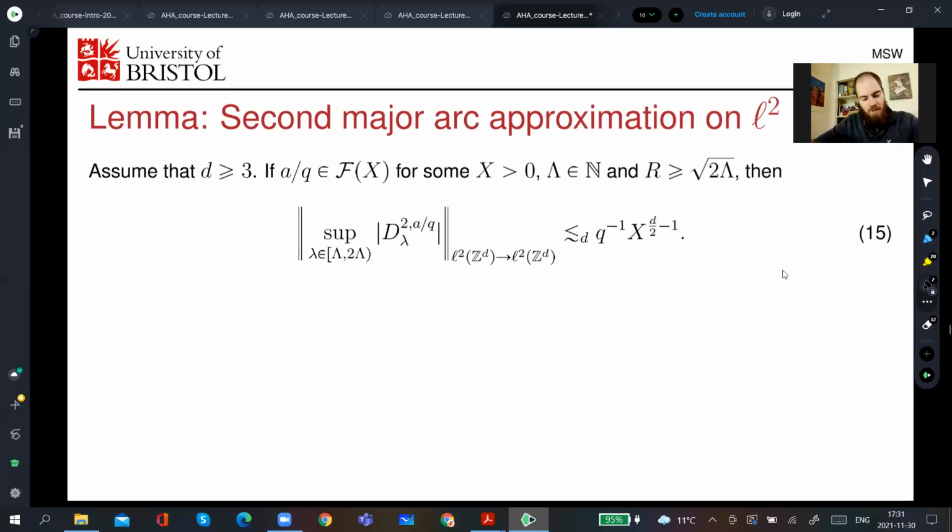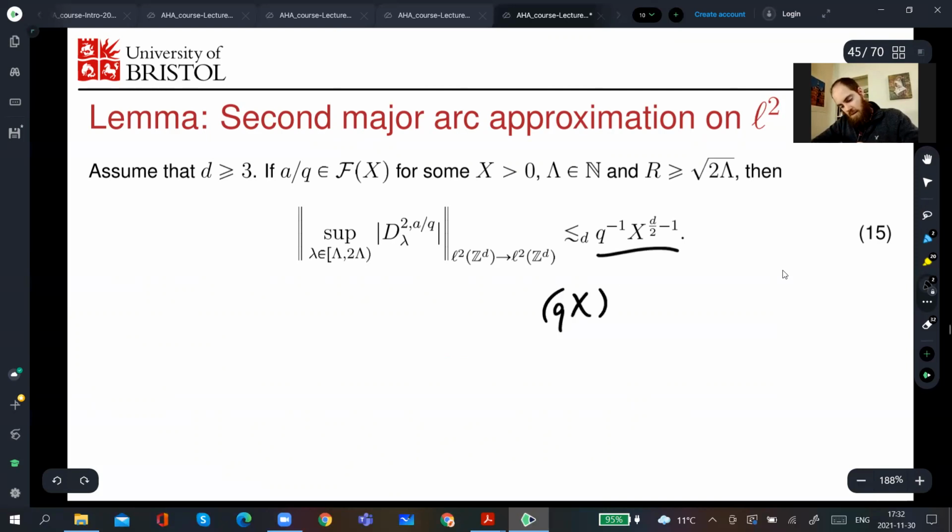As soon as we have 3 or more dimensions and we have an arc I of a over q, if we set our Fourier level to be something large and we pick our dyadic window for some lambda and our r accordingly, then we get this bound for the dyadic maximal function of the second error term in our approximation to the major arcs. Where does this come from? This differs from before, where we said qx. So for this one, what do we have?